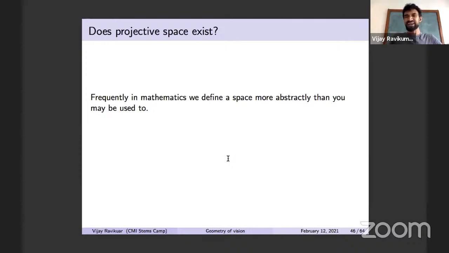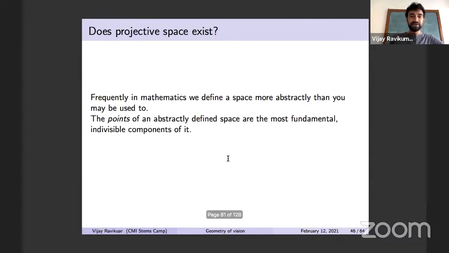But what are we actually talking about here? What do I mean by a space? I know everyone here in the audience is from different backgrounds. So for some of you, this might seem really obvious. For some of you, it might seem like, okay, what the heck am I doing? Frequently in math, we define a space more abstractly than you might be used to, because when we say points, we're not necessarily talking about points that you draw in your Euclidean plane. More abstractly, the points of an abstractly defined space are just the most fundamental indivisible components of it.